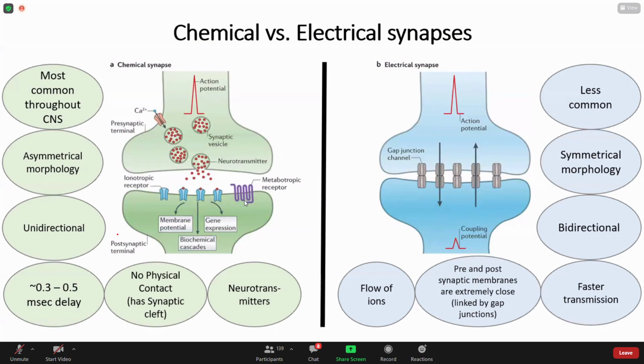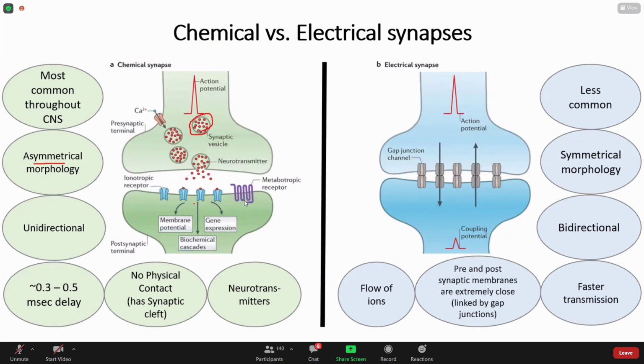So a chemical synapse is the most common, and it's mainly characterized by the asymmetrical morphology. What do we mean by asymmetrical morphology? It is basically that the machineries on the presynapse are different to the machineries on the postsynapse. As you can see here, on the presynapse we have synaptic vesicles, which contain the neurotransmitters, which we will talk about in the upcoming slides.